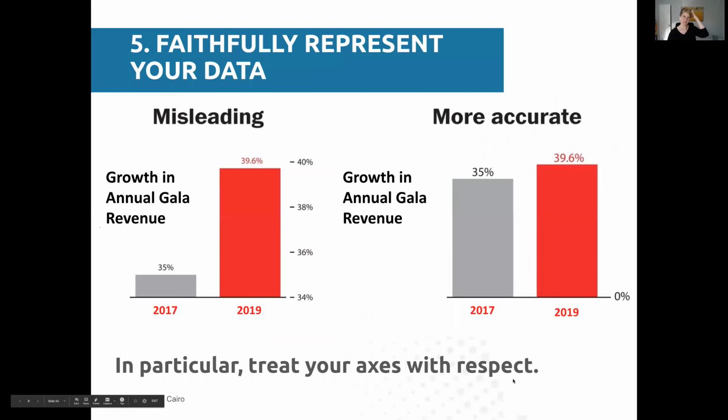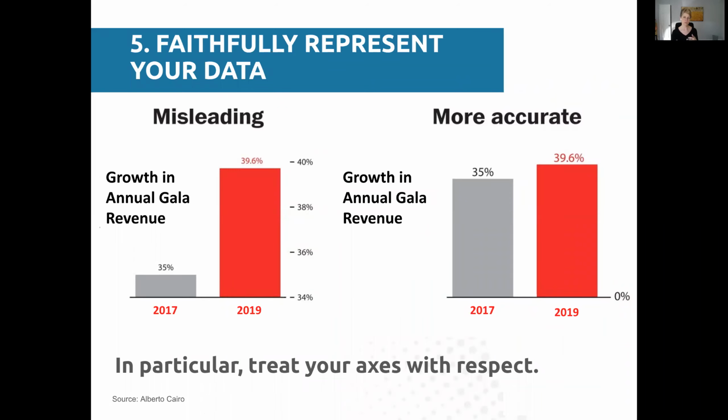The other thing is, of course, faithfully representing your data. So the thing that you'll see a lot is problems with the axis. On this one, it looks like there was huge growth in the annual gala revenue from 17 to 19, but actually a much smaller increase.